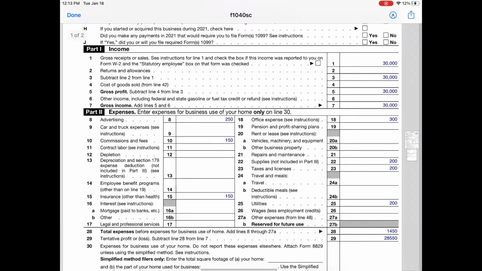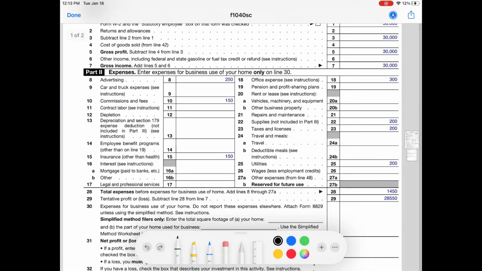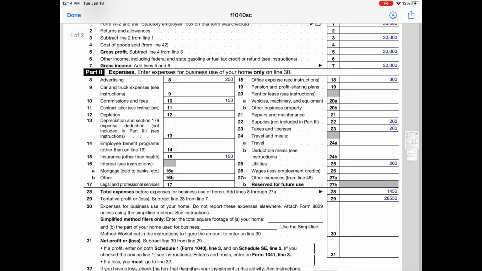So I subtracted that from the 30,000, and when I got to line 29, that gave me this answer for $28,550. So make sure you're going back and you're doing the math, because a lot of business owners don't really understand the importance of utilizing these expenses because, like I said, they're tax deductible. So get in the habit of keeping your gross receipts, things that you made money from, things that you paid for.